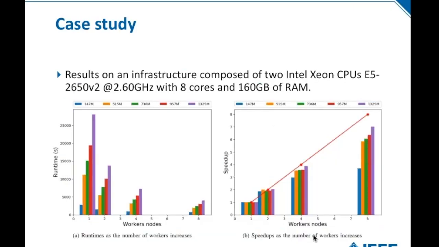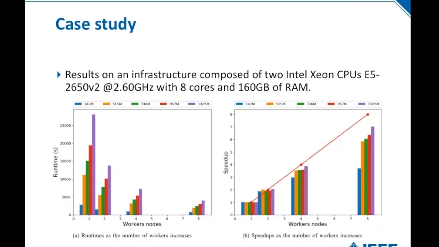So here are the results on a simple infrastructure composed of 2 Intel Xeon CPUs with 8 cores and 160 gigabytes of RAM. This implementation could be expanded to more sophisticated platforms, but in the paper we provide just an example. And here you can see several kinds of results. For example, in this plot on the left, we show the run times as the number of workers increases. We can see that the run times are lower as the number of data becomes lower.